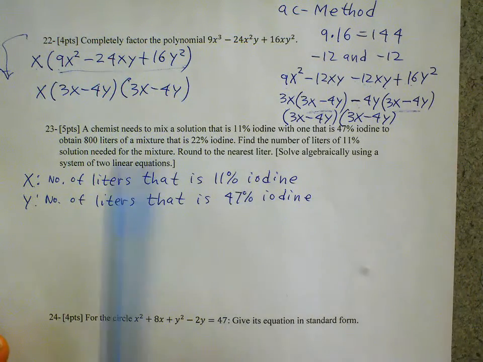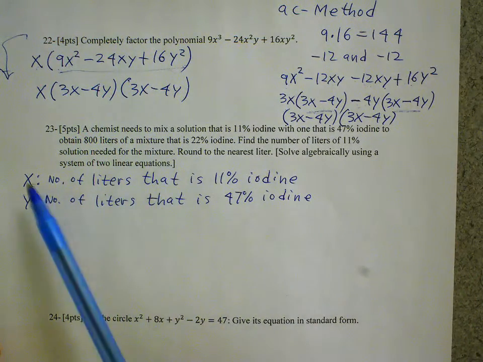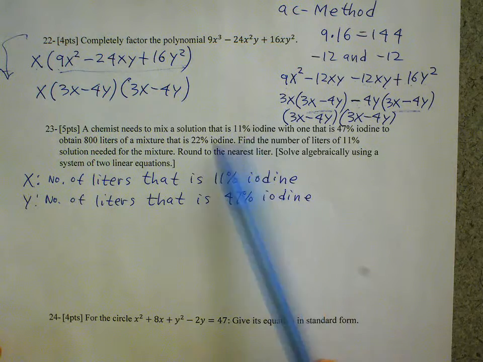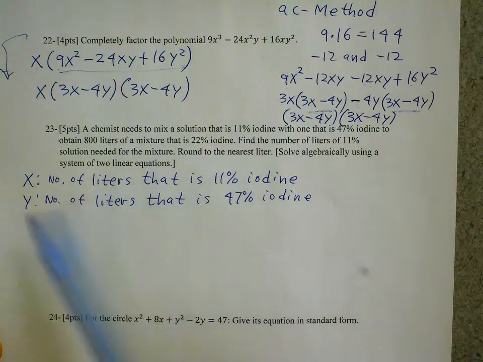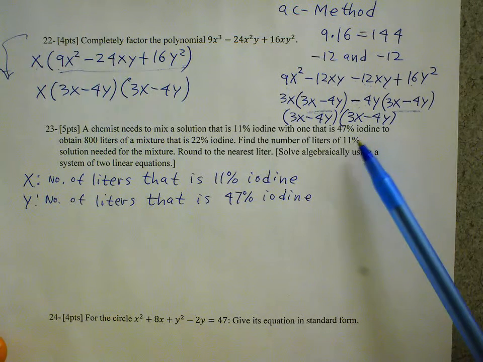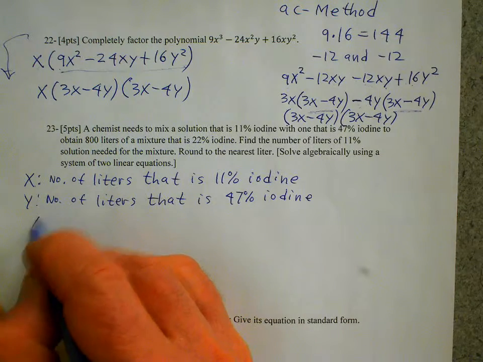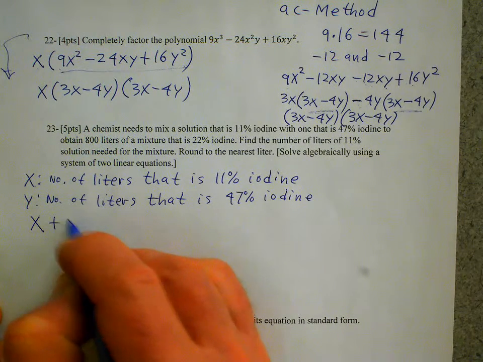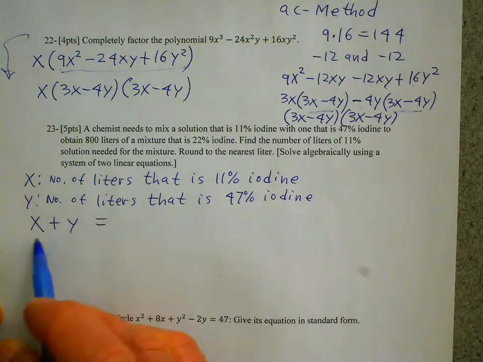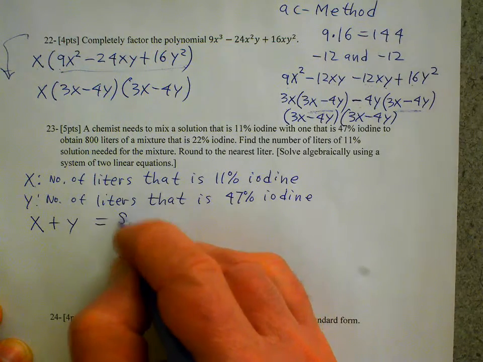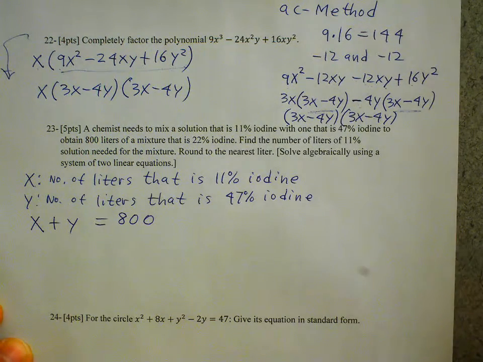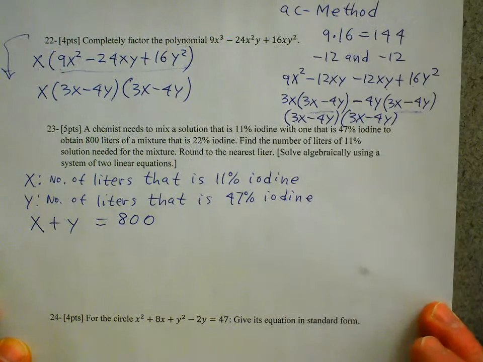Okay, so the chemist is going to take x liters from one container that's 11% iodine and combine it with y liters from a different container that's 47% iodine. When he mixes them together, he's going to have a total of 800 liters. So x plus y is equal to 800 liters. And the mixture is going to be 22% iodine.